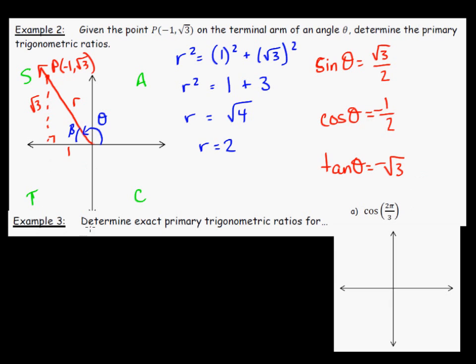Okay, last example. We're going to determine the exact primary trig ratio for cosine of 2 pi by 3. First of all, we might want to figure out where 2 pi by 3 is located on our Cartesian plane. Let's look at the pi by 3 part first. That means we want to take pi and split it into 3 sections. So I get something like this: the first section, the second section in between here, and then the third section, because I know that this is pi. So 2 pi by 3 would mean rotating through 2 of those 3 sections, 2/3 of pi. So this is the angle 2 pi by 3.